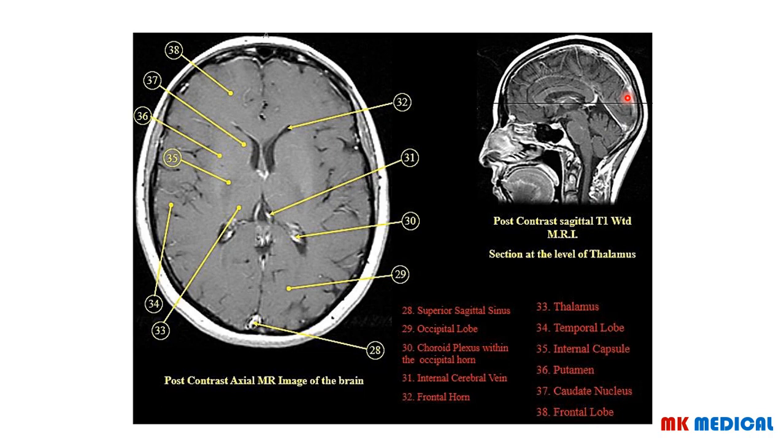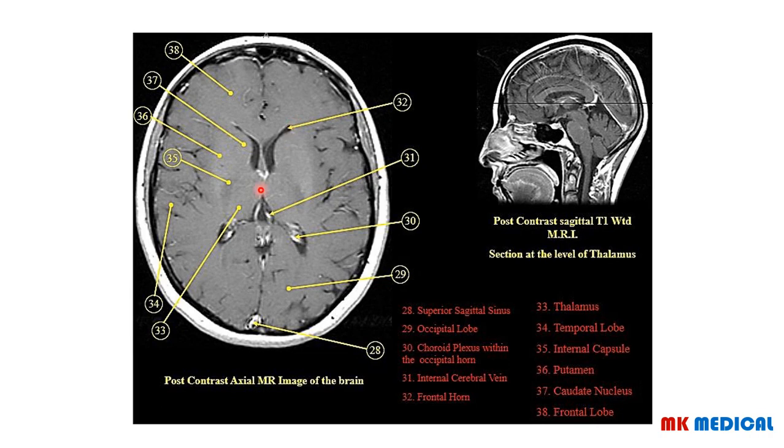Then number 30 here, you have the choroid plexus, which is present within the occipital horn of the ventricles. Then, of course, number 31 here, you have your internal cerebral vein. Then this will be your anterior horn or your frontal horn of your ventricles. That's area number 32.